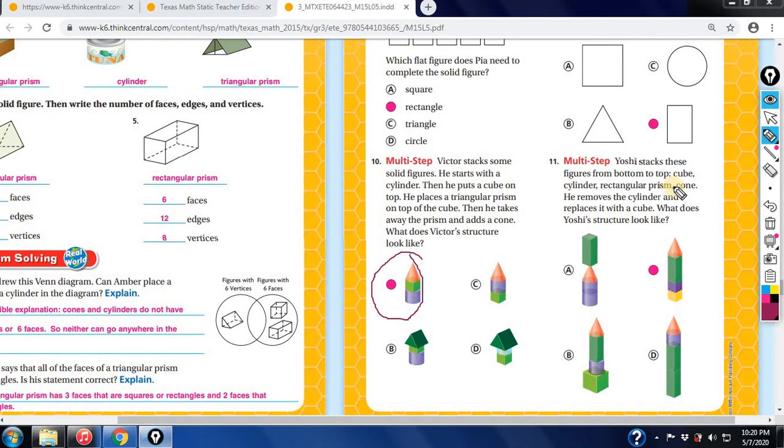Okay. The next one, Yoshi stacks these figures from bottom to top, a cube, a cylinder, a rectangular prism, a cone. He removes the cylinder and replaces it with a cube. What does the structure look like? And this one's the only one that has it. He replaces the cylinder and puts the cube, and this is the one that has it. Okay. Because they took away the cylinder. So you have to be very careful when you look at those.